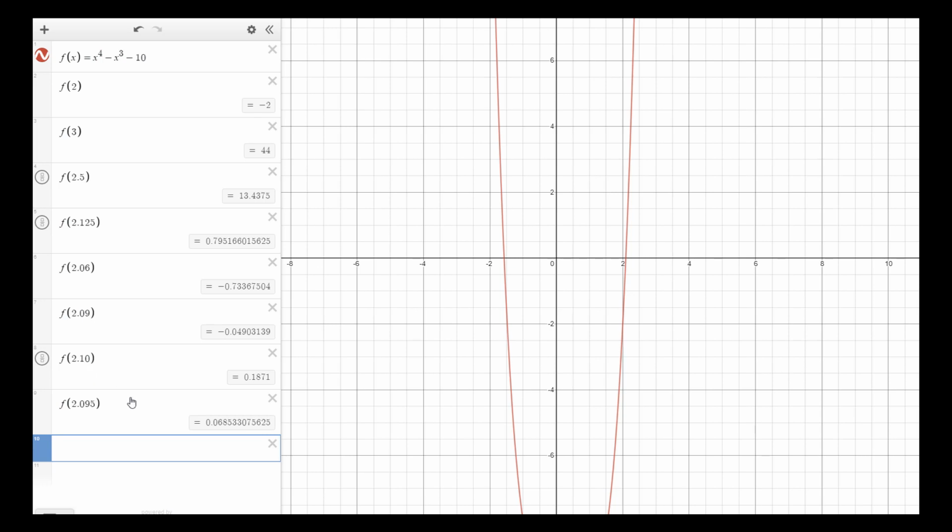And I would see that that gave me a positive value back that is even closer to 0. So now I can see that I'm between 2.09 and 2.095, so somewhere between there. So something smaller than 2.095, therefore I'm going to round to 2.09. So at the end of the day, my root, my 0, is 2.09.